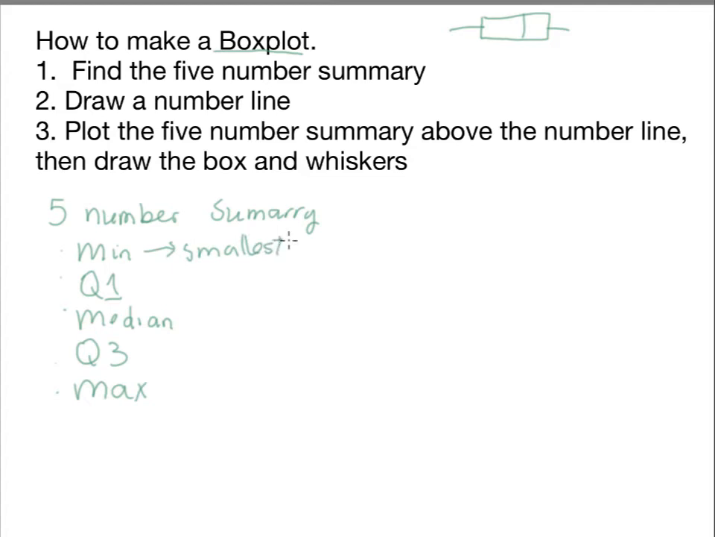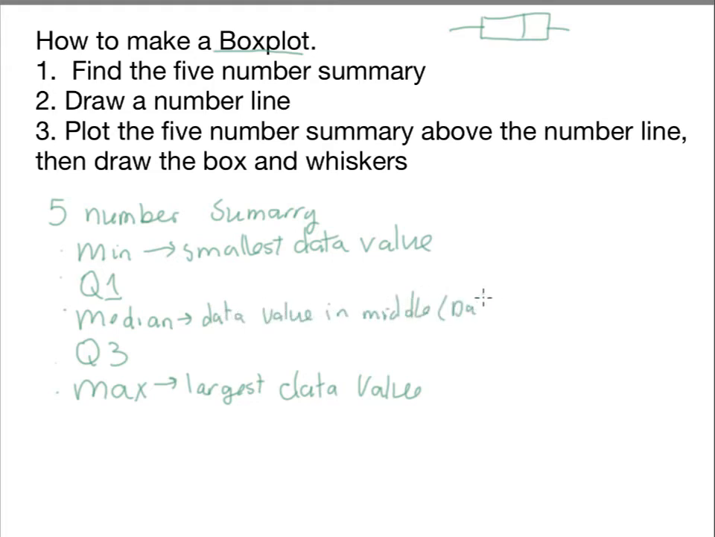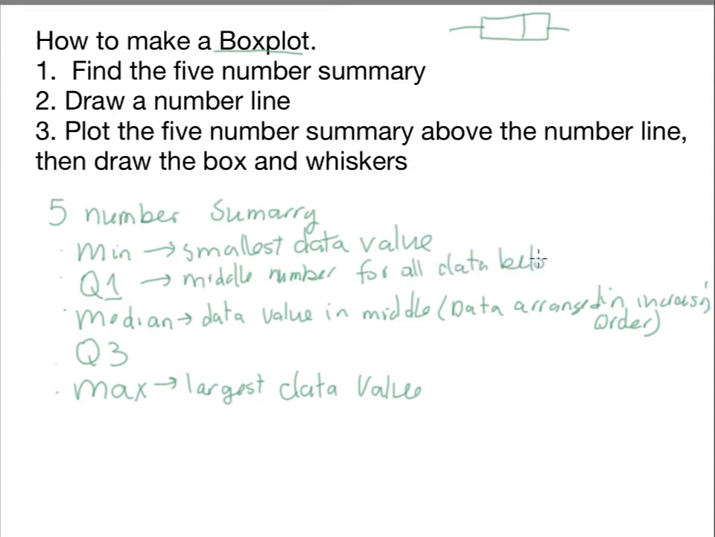Well, the minimum value, we already learned, is the smallest data value. And our maximum value is our largest data value. Our median is our data value in the middle, and we learned that in our video 1. And of course, none of this works unless we have it arranged in increasing order. Quartile 1 is the median of the data points below the median, so it's the middle number for all data below the median value. And quartile 3 is the median of all the data above, or greater than, the median value.